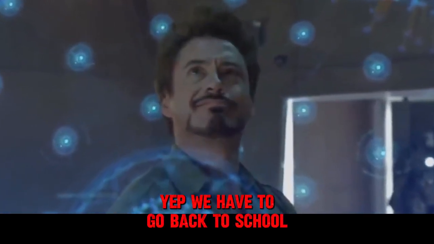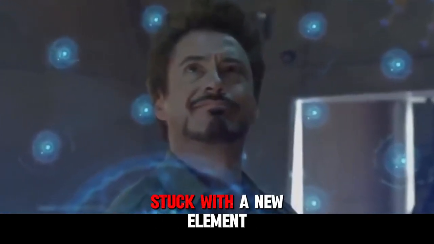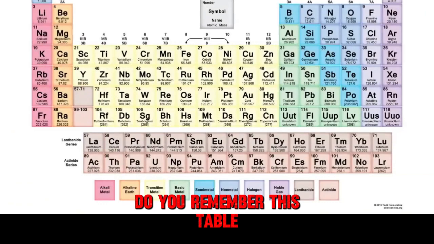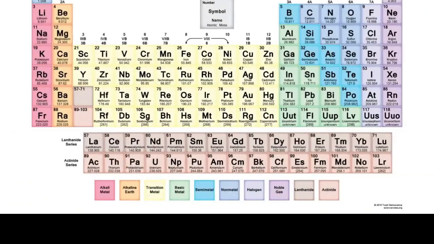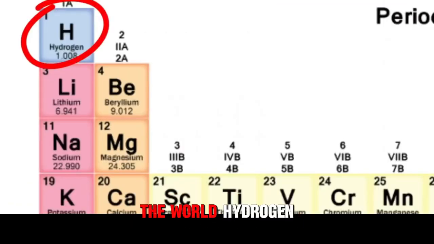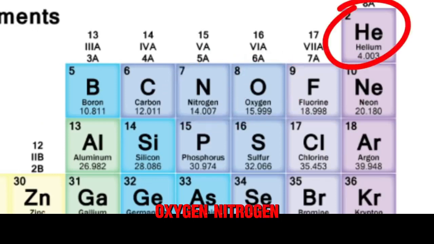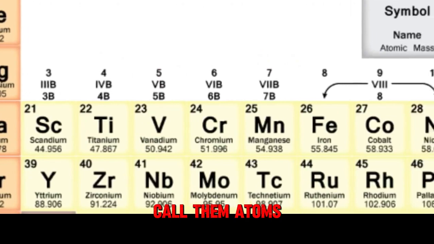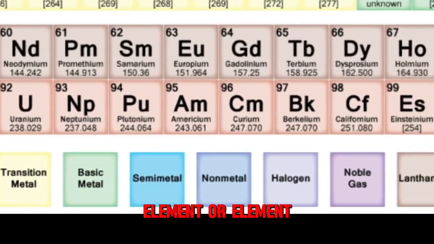Yep, we have to go back to school to understand what Tony Stark meant with a new element. And this is important for those of you who are studying chemistry. Do you remember this table? This is the periodic table, a list of all the elements that exist in the world: hydrogen, oxygen, nitrogen, helium, uranium, and so on. You guys can call them atoms, or elements.